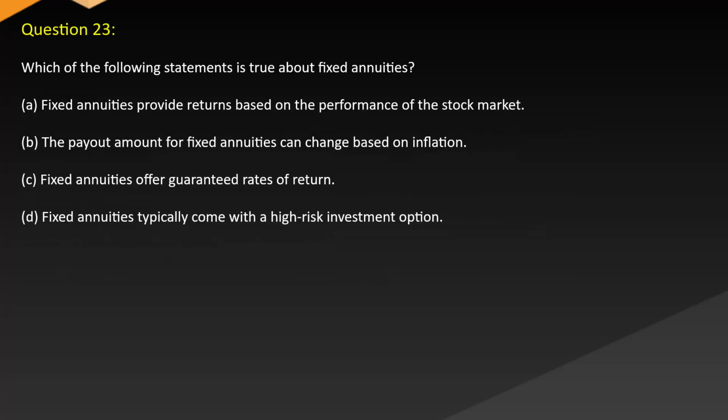Question 23. Which of the following statements is true about fixed annuities? A. Fixed annuities provide returns based on the performance of the stock market. B. The payout amount for fixed annuities can change based on inflation. C. Fixed annuities offer guaranteed rates of return. D. Fixed annuities typically come with a high-risk investment option.